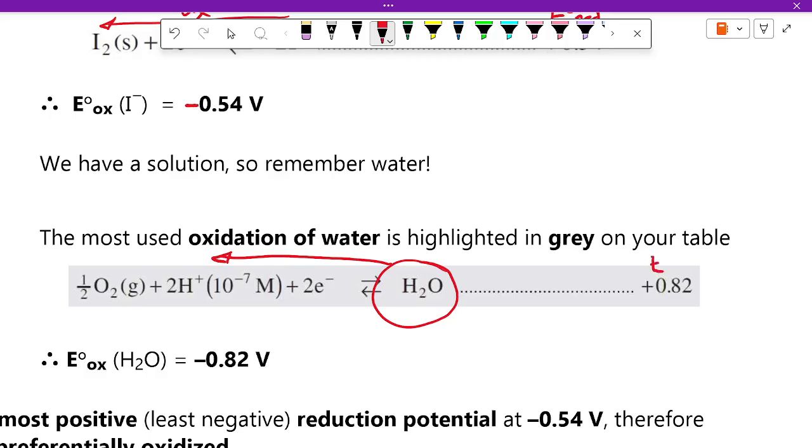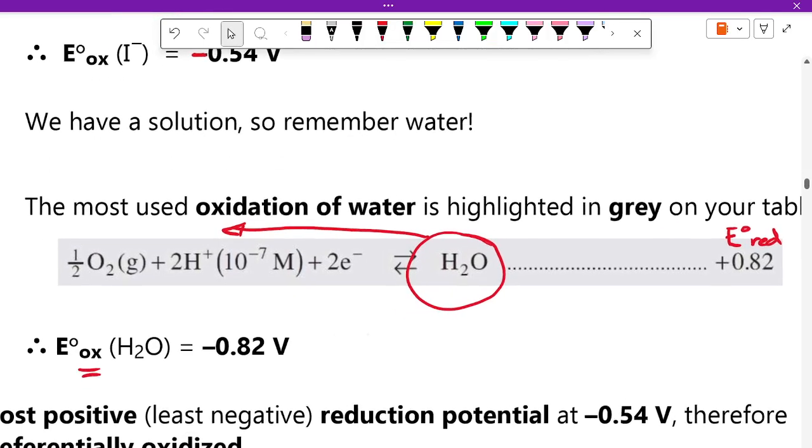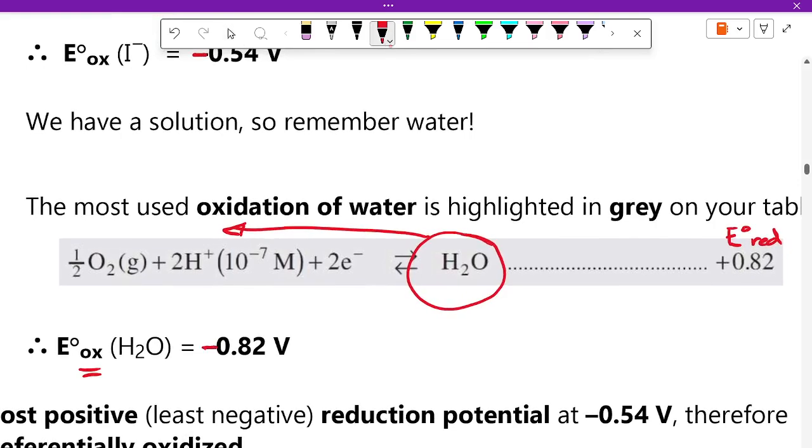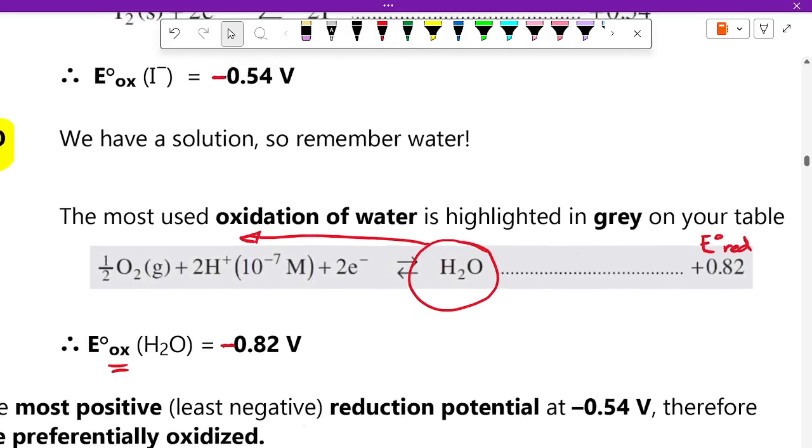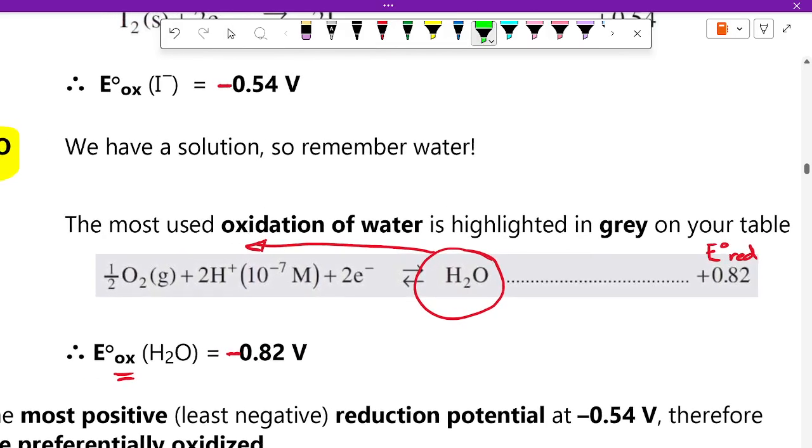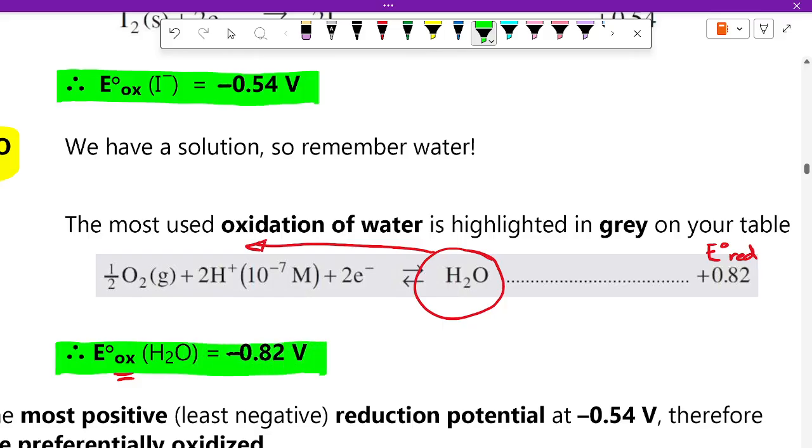And this, of course, is the reduction potential, but we're looking at how good is it at being oxidized, so we want the oxidation potential. So we make that the opposite sign, so that is negative 0.82 volts. So out of these two choices, what is the preferred reaction, preferred half reaction? The iodide, yes? So that's our preferred oxidation half reaction.